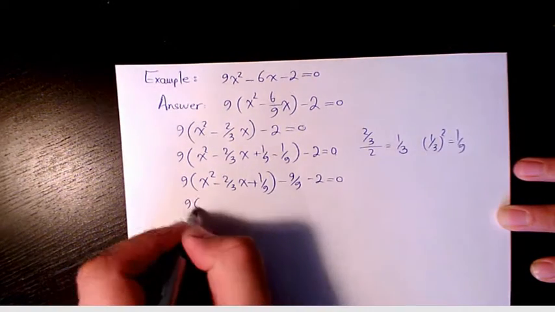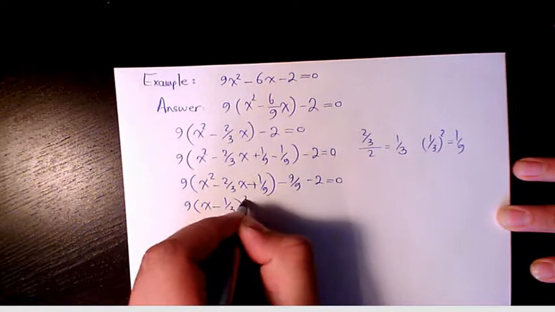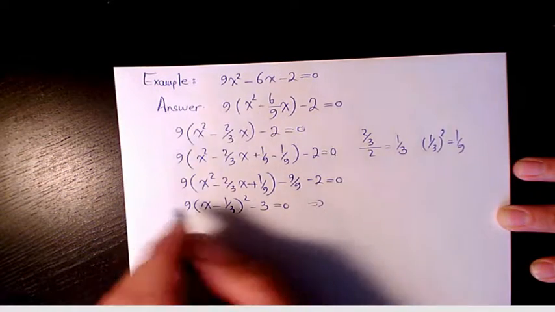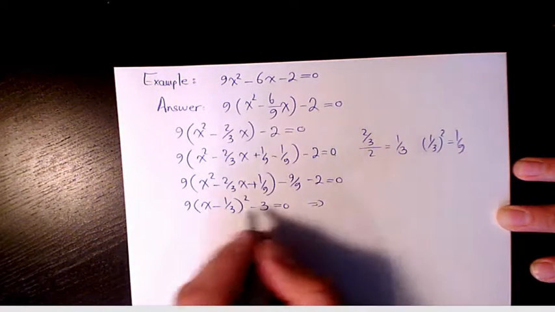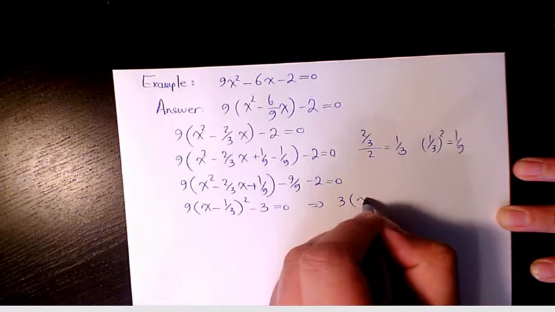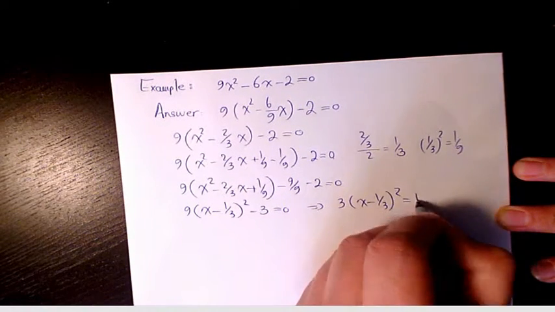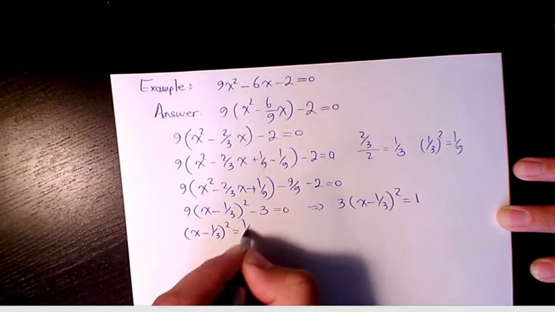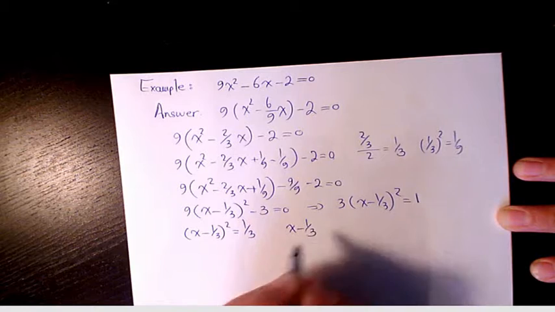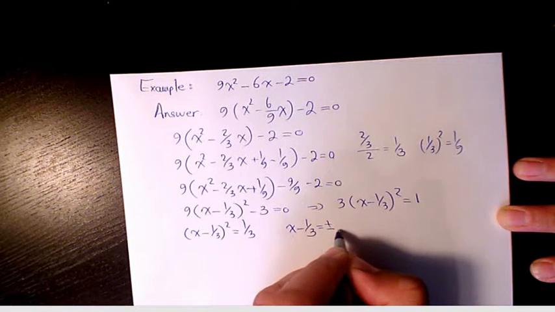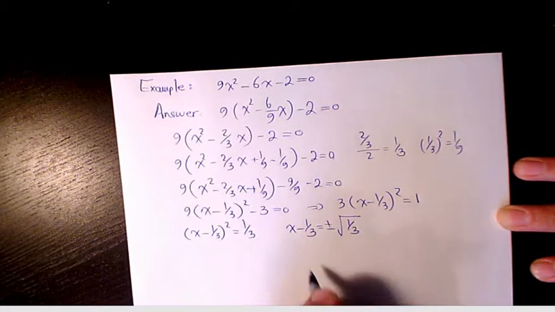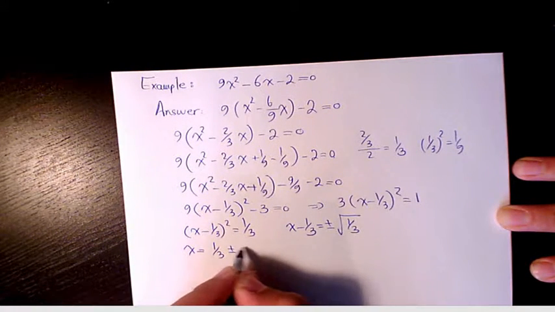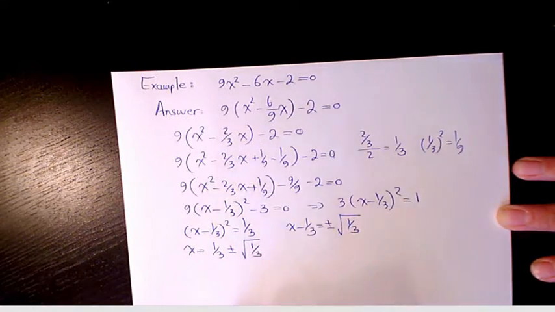So we have 9 times x minus 1 over 3 to the power of 2, minus 1 minus 2 which is going to be minus 3. Therefore, you divide everything by 3, so we have 3 times x minus 1 over 3 to the power of 2 equals 1. So x minus 1 over 3 to the power of 2 becomes 1 over 3. So x minus 1 over 3 is going to be plus minus square root of 1 over 3. So the answer, x will be 1 over 3 plus minus square root of 1 over 3.